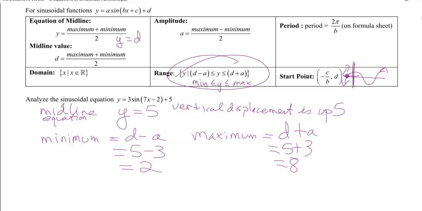What's the distance from the minimum to the maximum? How far apart are min and max? From 2 to 8 is 6. What's half of 6? 3. Good. That works, right? The amplitude is half the distance from max to min. From 2 to 8 is 6 units, and half of that is 3. That's what the amplitude is supposed to be. The period. What's the period?